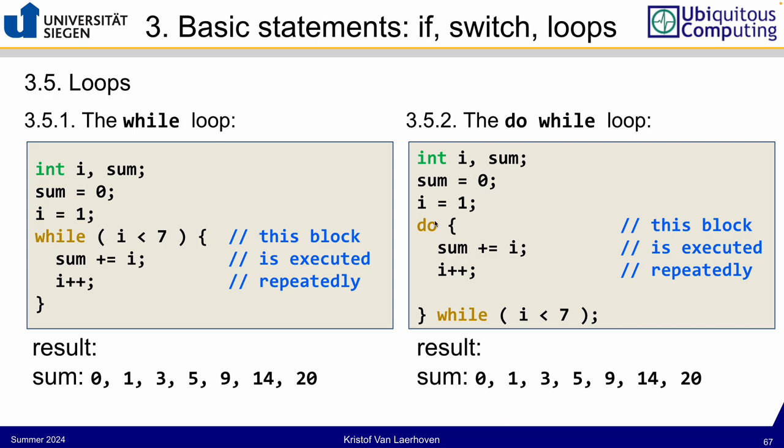Whereas this one immediately starts by saying the sum should be sum plus i, and then i is i plus 1. Then we look whether i is still smaller than 7, and we repeat this again and again. So the while loop and the do while loop are slightly different, and they tend to be used in different cases.